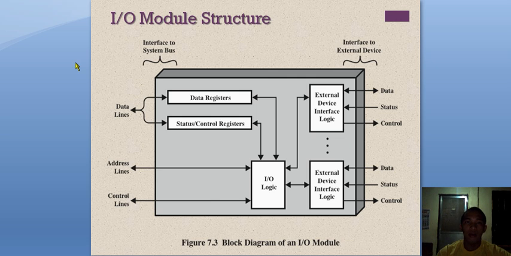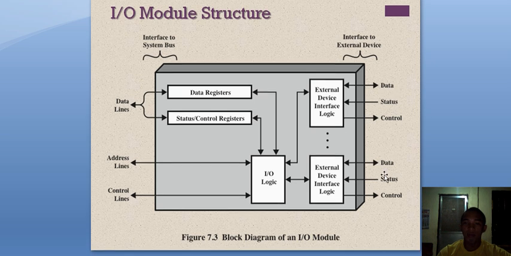Now, let's look at the input-output module structure: the interface to the system bus and the interface to the external device, the data lines, the data registers, status and control registers, address lines, control lines, and input-output logic connecting with the external device interface logic, with data, status, and control.